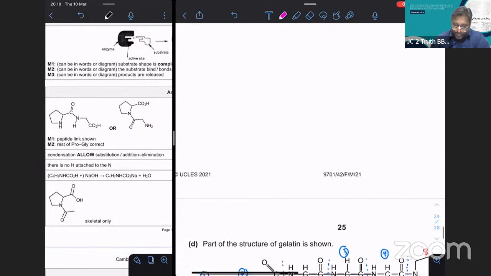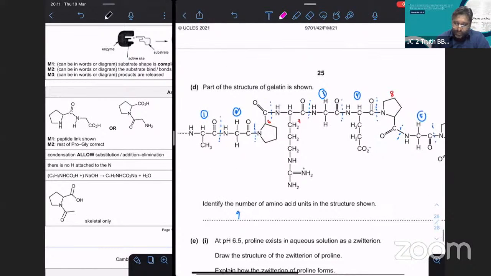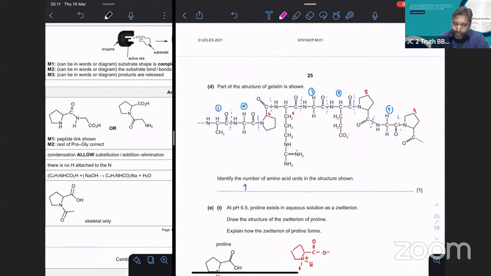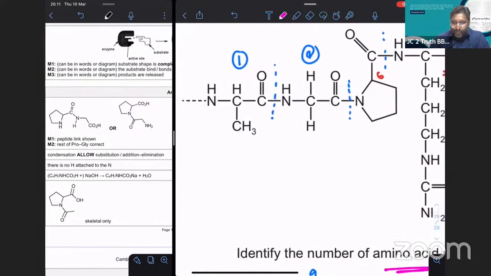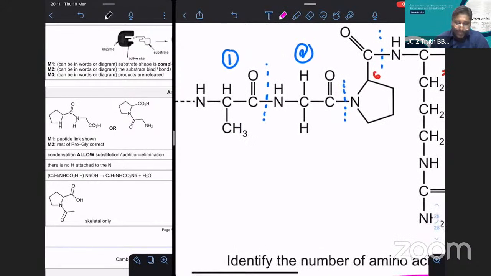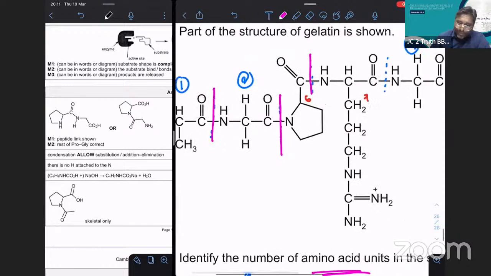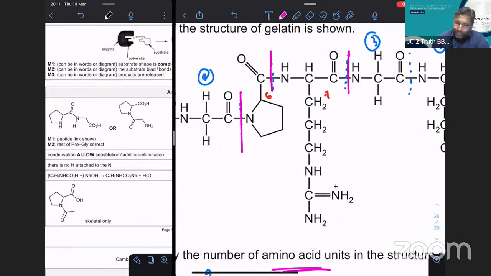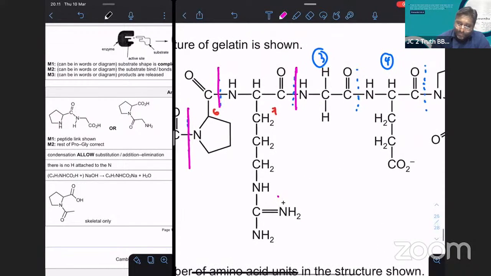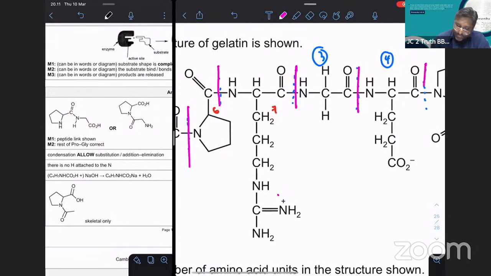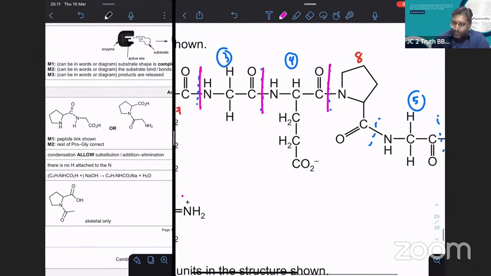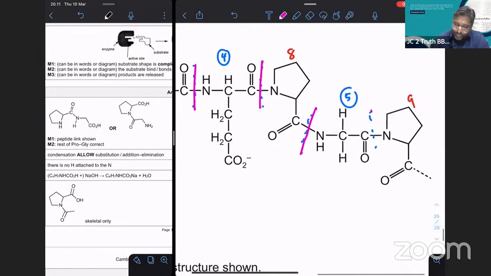Now the next question is, part of the structure of gelatin is shown. So you need to find the number of amino acids. If you want to find the amino acids, you need to hydrolyze them. So you need to identify the amide linkage. So identify, break. Identify and break. CO, identify. This one, nothing to break. So here identify and break. Identify, here also, and then finally here.